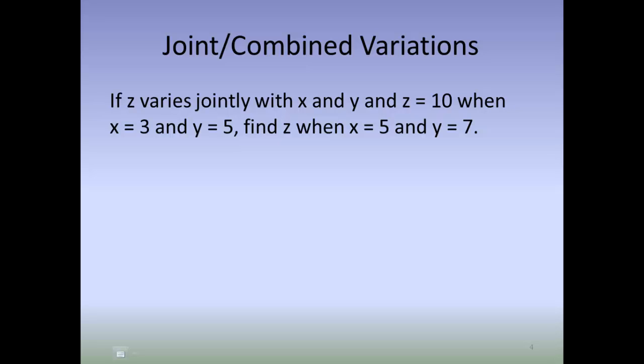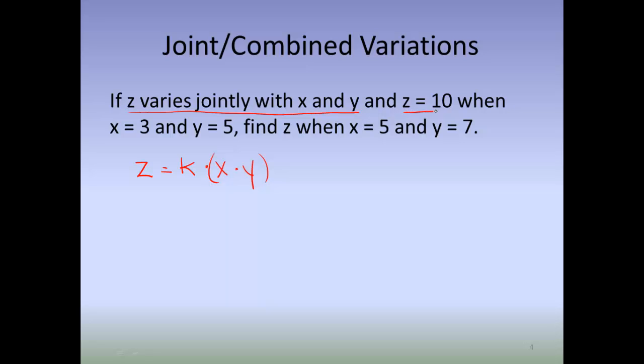Now we can take direct and inverse variation and we can combine them with other statements, and this is called joint or combined variation. So the phrase z varies jointly with x and y tells me that z is going to be some constant times x and y. So this is what the joint variation would look like. I still have my constant, and I have x times y.